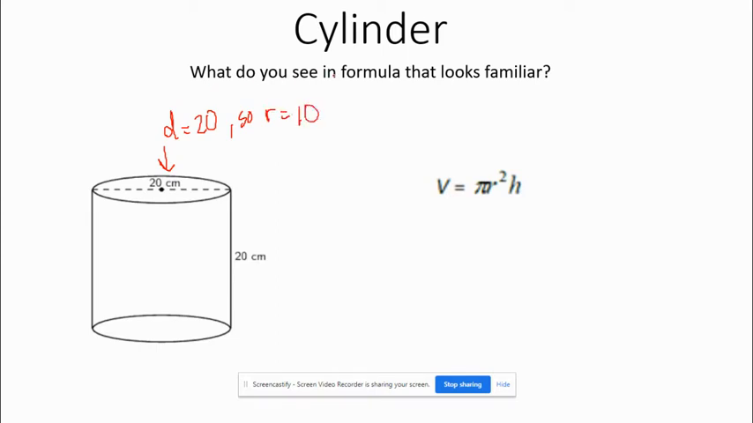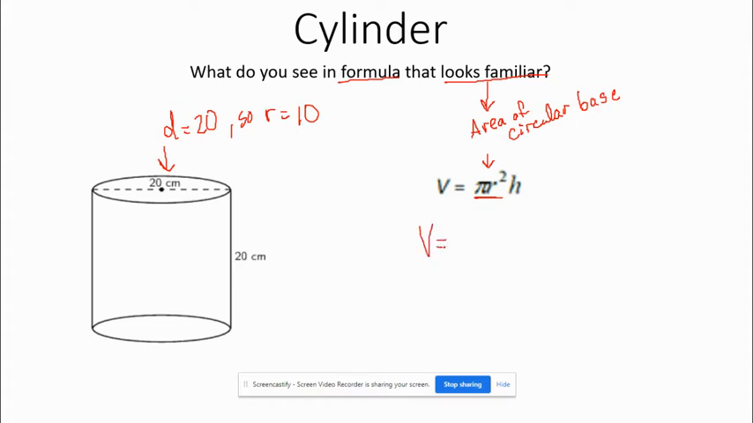Now, the thing I asked you about for this one is what formula do you see that looks familiar? So if you look in here, I hope you see this. So this is the area of the circular base. So it's actually the same formula as the general prism. We're going to do the area of the base times the height. So what looks familiar? The area of the circular base.